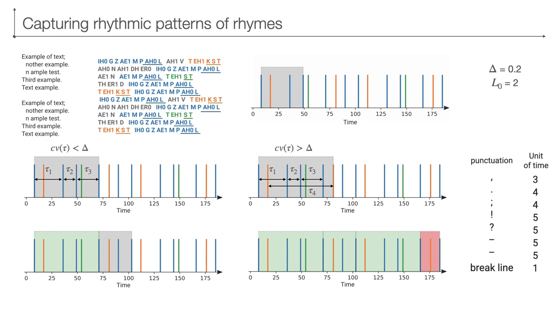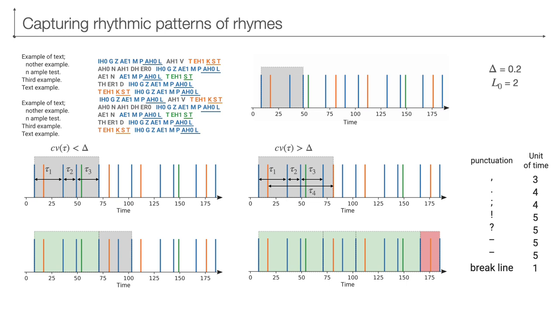And what we want to measure is the distance across the time or the flow of the text that the rhymes have in this window. For instance, in this case, the blue ones are the only ones included that may have rhymes in this window, and they have some distance here. And the punctuation have different units of time, so each type of punctuation symbol may count differently.